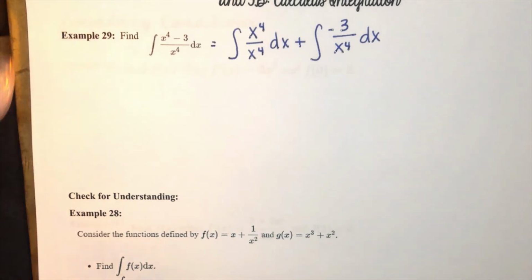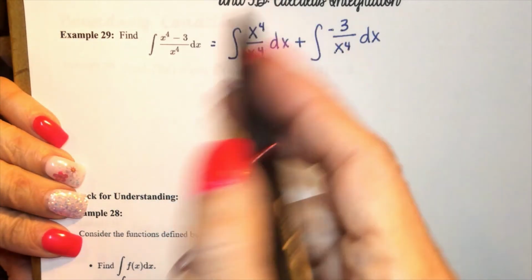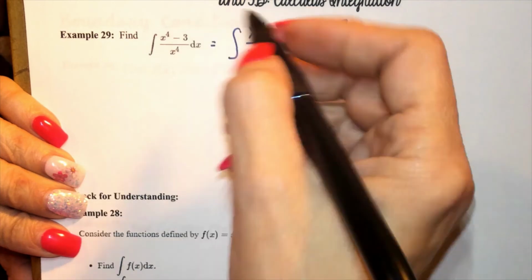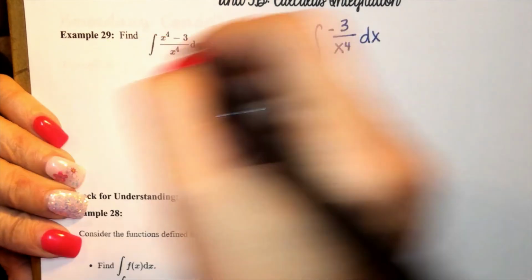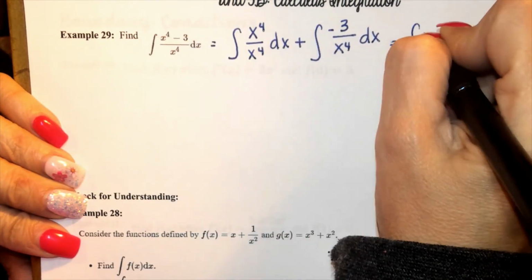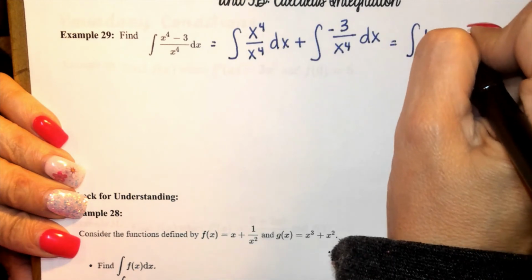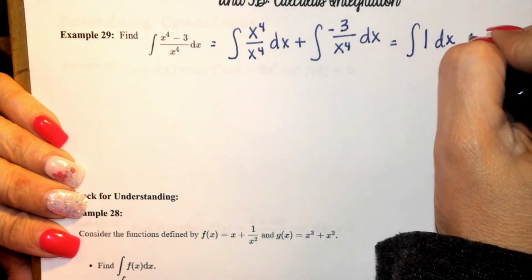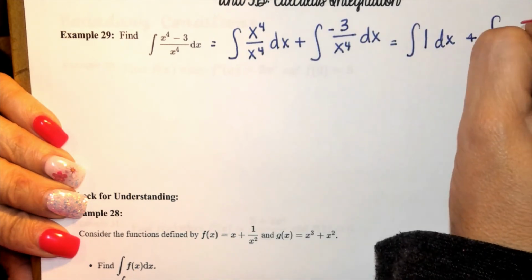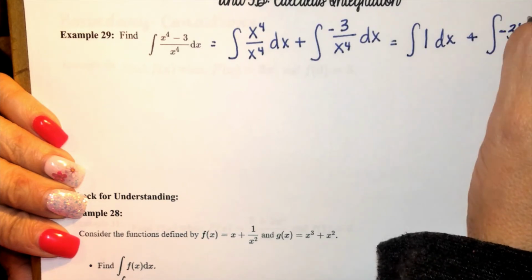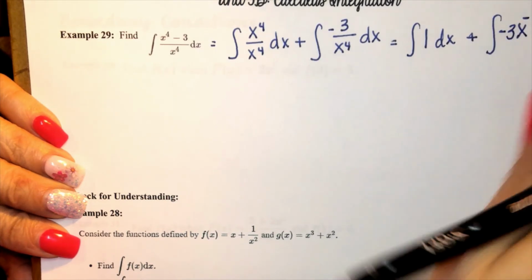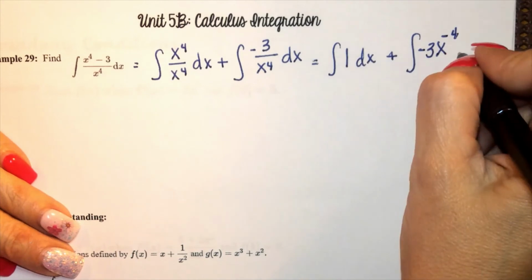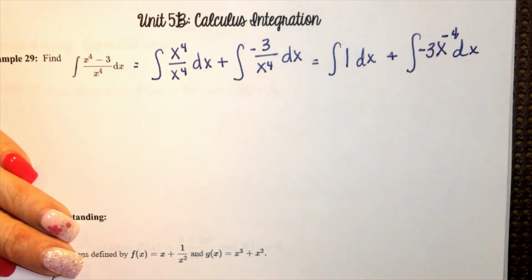Okay, I'm going to give you just a minute to kind of work this. I am going to simplify this. x to the 4th over x to the 4th is just going to be the integral of 1 dx plus the integral of negative 3 x to the negative 4 dx. I'm going to simplify it like that.